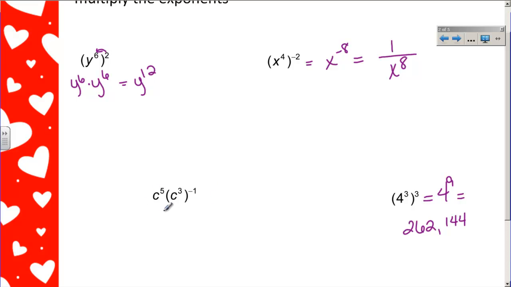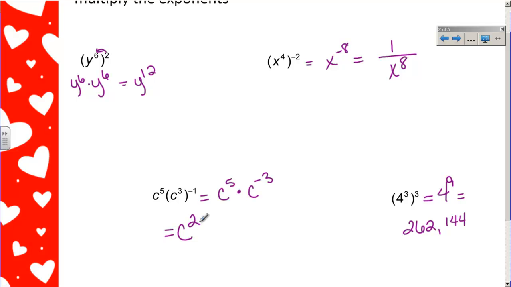Now this one is going to involve the rule we just learned and then the rule we started with. You see here, I have parentheses with an exponent outside. So I have to multiply these exponents. This c to the 5th, I'm not going to use yet. But this, I have to multiply the 3 times the -1, which makes that a -3. Now, this problem looks like the ones we did on the previous page, and so I have same bases, which is a c. So I'm going to add the exponents. 5 plus -3 is 2. And so my final simplified answer is c squared.